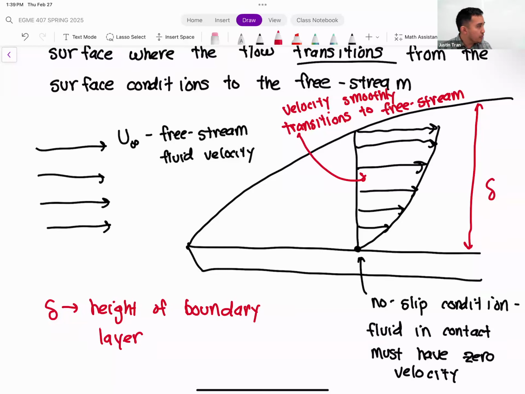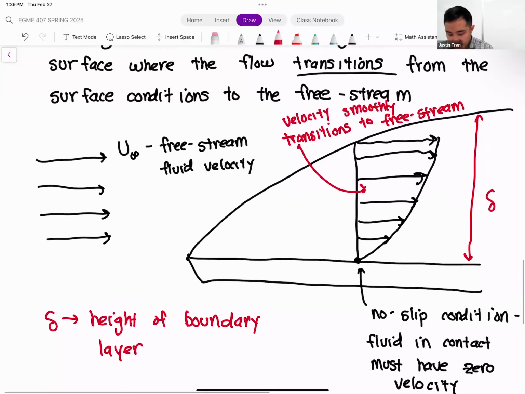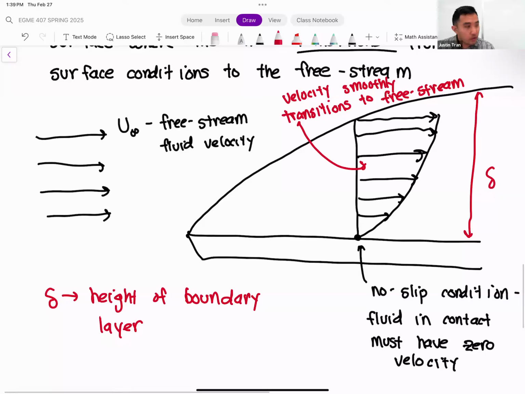By the way, right now we're just looking at purely the fluid mechanics, but eventually we're going to bring this back to heat transfer as well. All right, any questions on the boundary layer here? Okay, good.